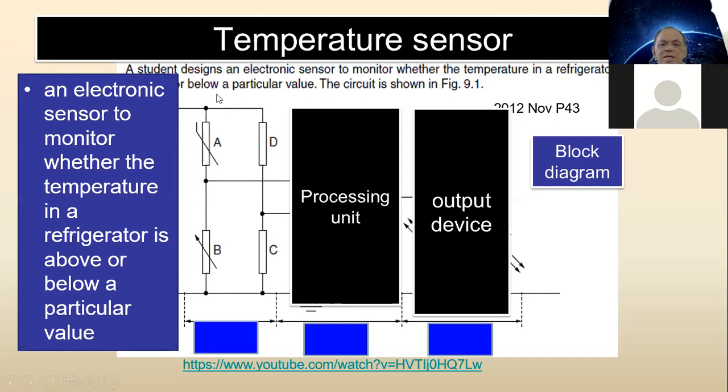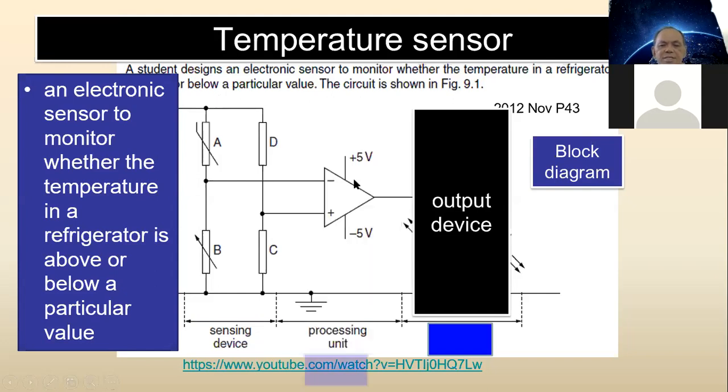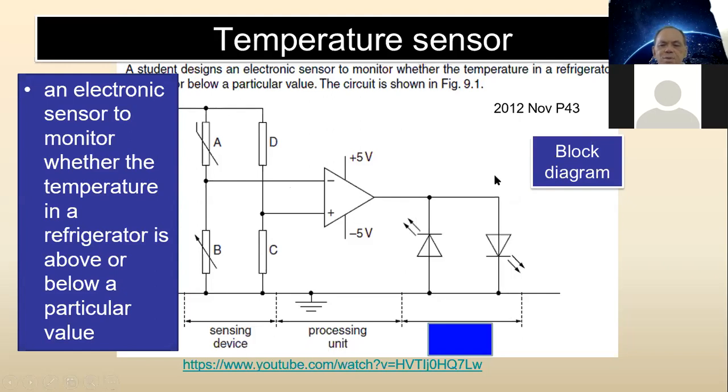So now that we have looked at the sensing device, we are going to look at the processing unit. In this case, it is a comparator. There are two voltage inputs, V minus and V plus. It compares these two and gives an output. This is the power supply. Then after that, we will look at the output device.